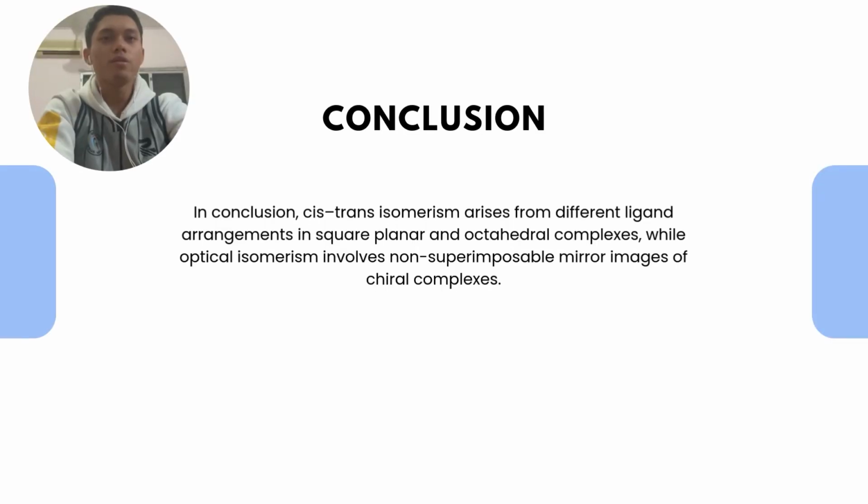In conclusion, cis-trans isomerism arises from different ligand arrangements in square planar and octahedral complexes, while optical isomerism involves non-superimposable mirror images of chiral complexes. These forms of isomerism highlight the importance of molecular geometry in coordination chemistry, as even small changes in spatial arrangement can lead to significant differences in chemical behavior and real-world applications. Understanding geometry and isomerism is therefore essential for explaining the structure, properties, and functions of coordination compounds.